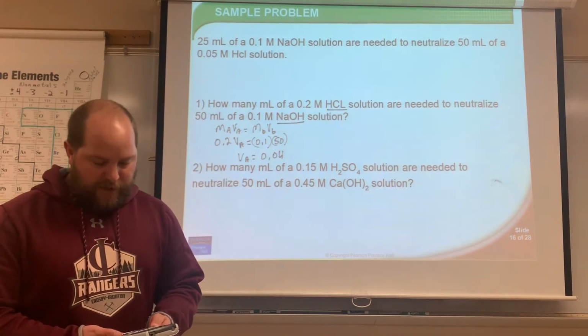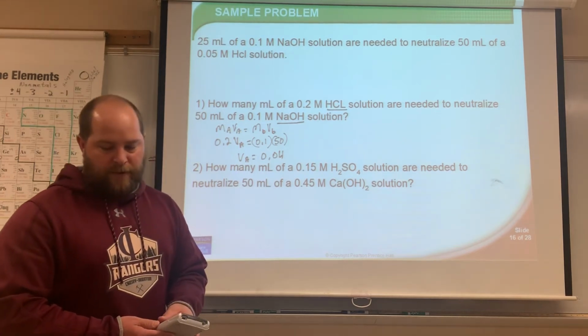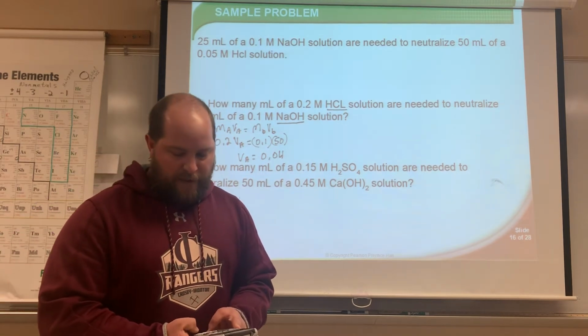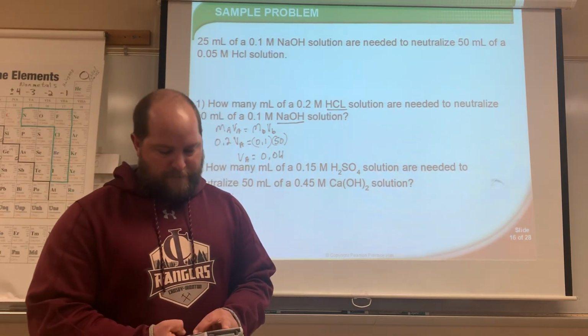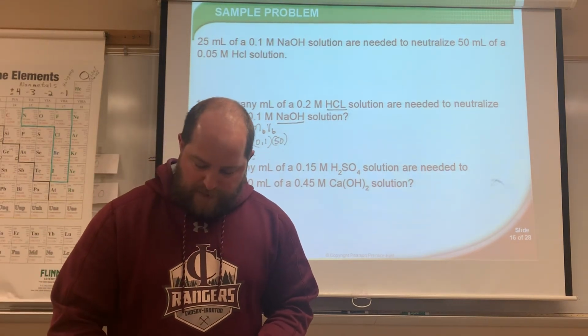Now I just want to double check. No, that should be good. So 0.04. Let's see here. Oh wait, no, I did that one wrong. 0.1 times 50. I'm thinking that doesn't seem right. It's 25. That makes more sense.